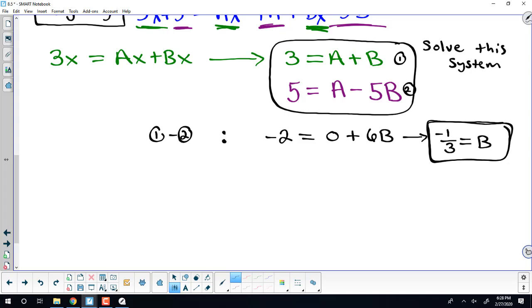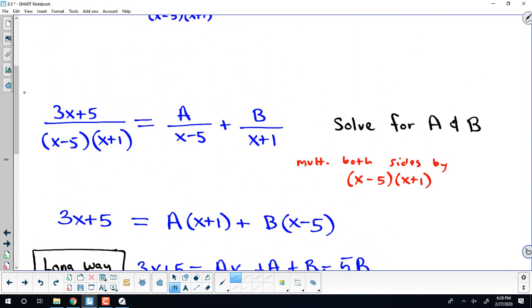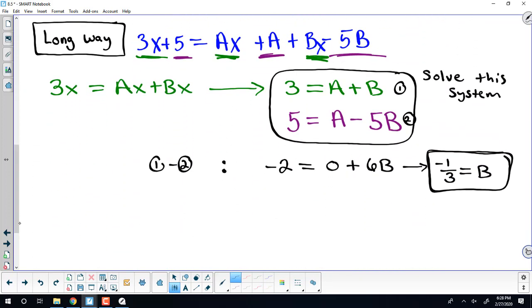So where does that B go? Well, it goes up for this B that we said was the decomposition of this fraction right here, right? So this B, just keep it here. We know that's negative 1/3. Now that we have B, we can easily find A. So we're going to plug this back into, I don't know, equation 1. Equation 1 says 3 is equal to A plus B. Solve for A. So 3 plus 1/3, 10/3. That means A is 10/3.